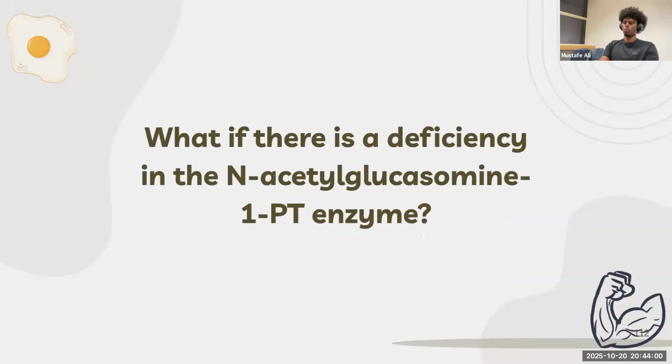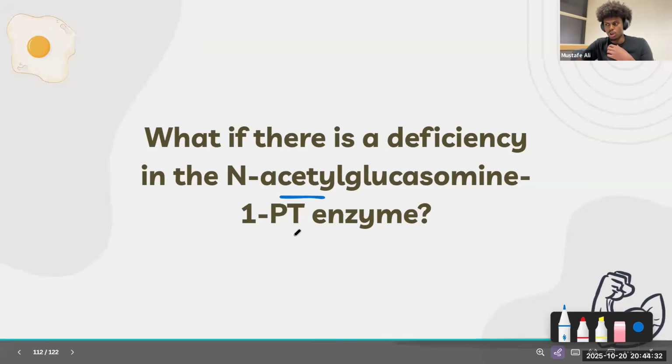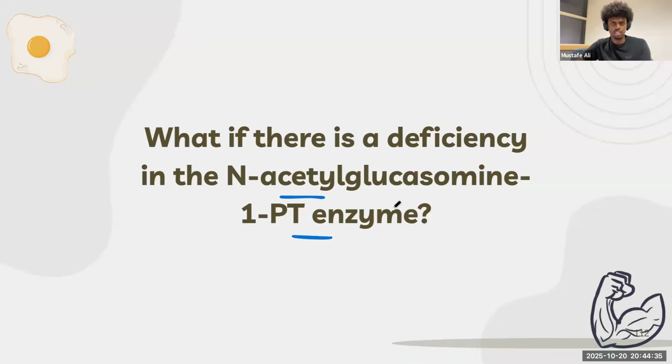So, what if there is a deficiency in N-acetylglucosamine 1 phosphotransferase enzyme? Now, wow, that was a very long question. But we said that N-acetylglucosamine 1 phosphotransferase was responsible for phosphorylating the mannose group in the Golgi, turning it from M only to M6P. We said that this enzyme was responsible for that. So, what can happen if there is a deficiency in this enzyme?